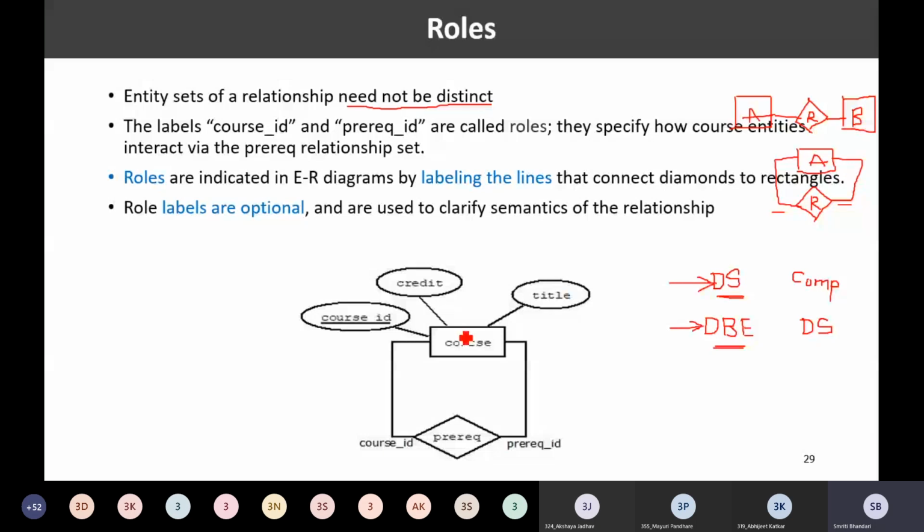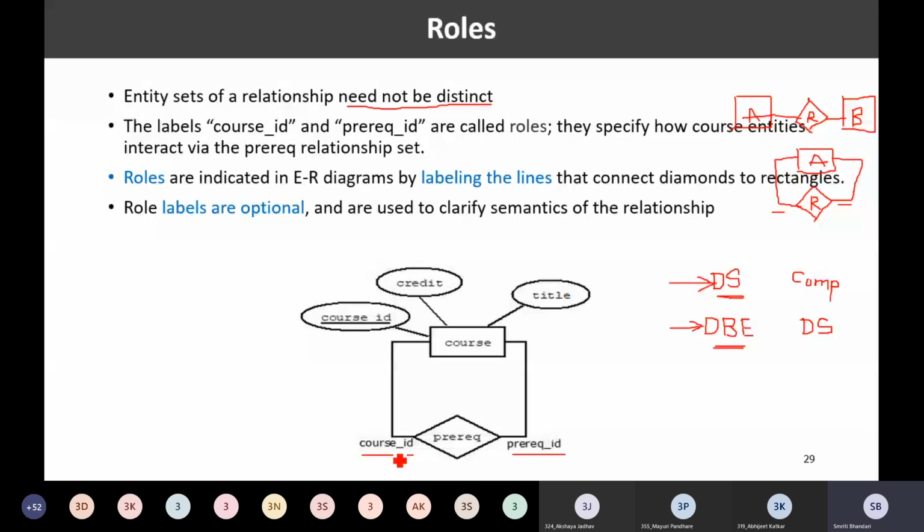So the course entity set is participating twice in this relationship set prerequisite. Towards one side of this relationship, we say that this is course ID, and towards the other side of this relationship, we label this link as the prerequisite ID. What does this mean? This means that these labels are indicating the roles. These are called the roles.